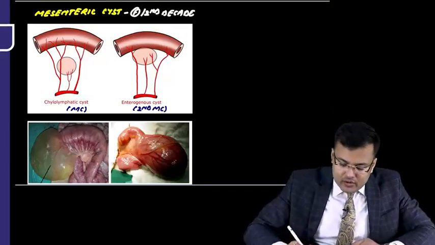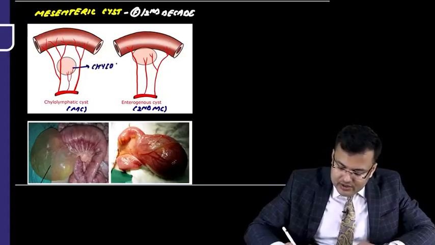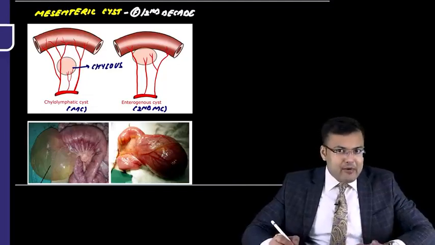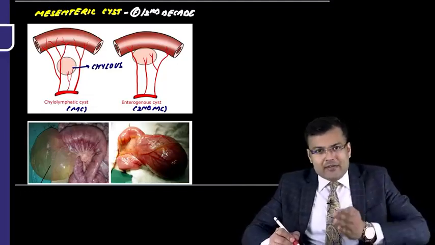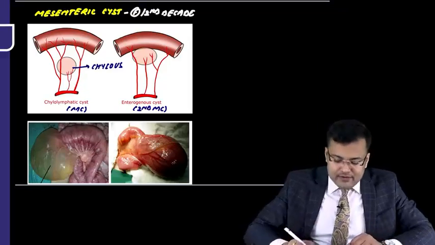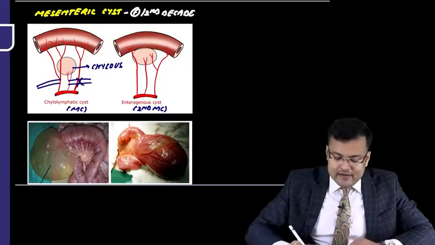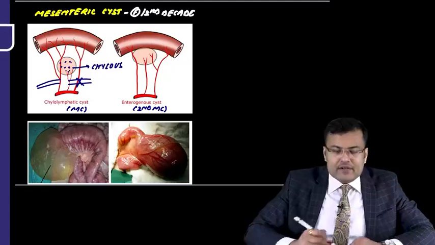Chylolymphatic cyst. So here, what kind of collection is there? There is chylus collection. And where is the abnormality? There is abnormality in lymphatics. So afferent lymphatic is there, but there is no efferent lymphatic. This is the afferent lymphatic. This is the efferent lymphatic. So there is no efferent lymphatic. That's why there is collection of chylus fluid.